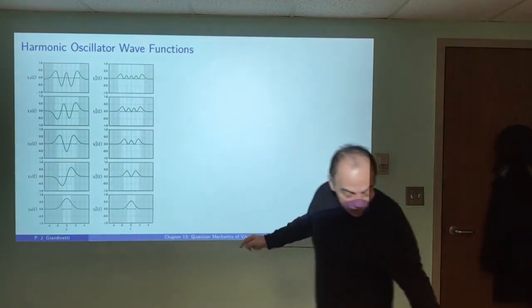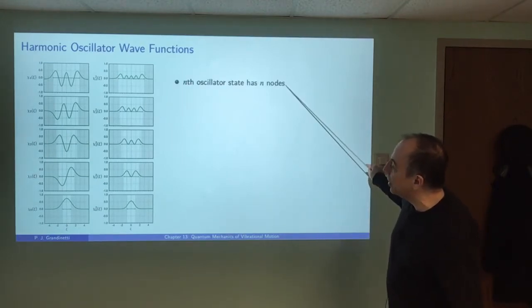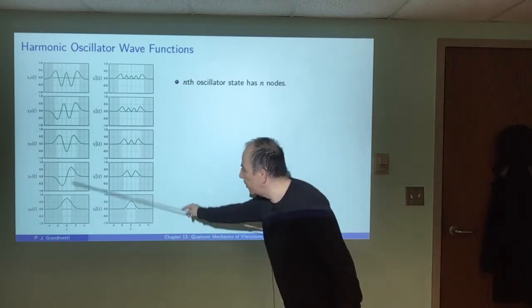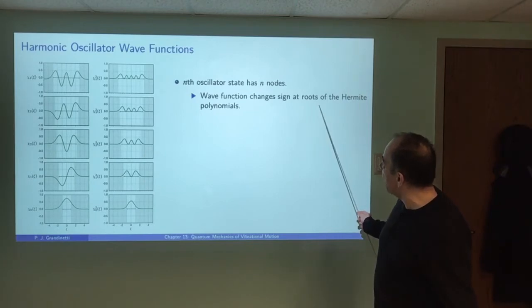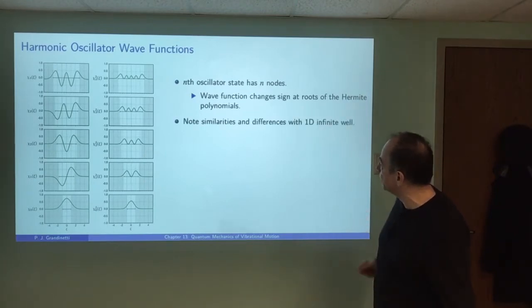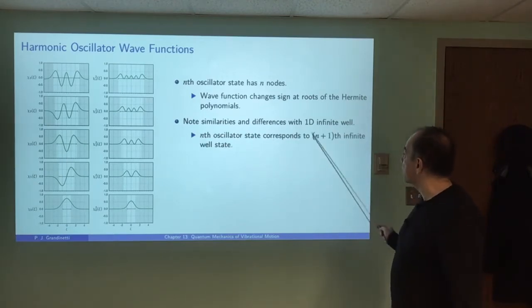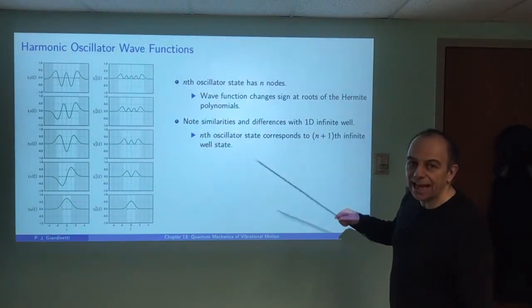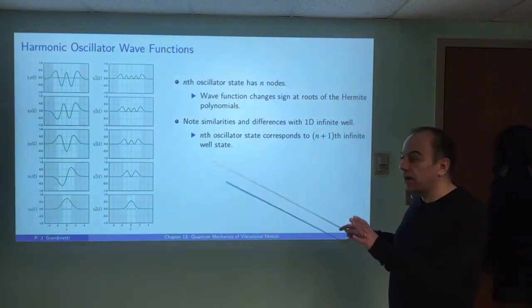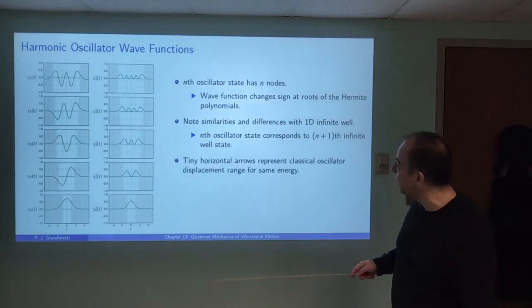But I want you to notice a few things here that are very different. So again, for the nth oscillator, we have n nodes. So n equals 0 has no nodes, n equals 1 has 1 node, 2 has 2, and so on. It changes sign at the roots of those polynomials. So as I said, there's some differences and similarities with the infinite well. So the nth oscillator state corresponds to the n plus 1 infinite well state. So we start with n equals 0 here in the harmonic oscillator case. In the infinite well case, we start with n equals 1.